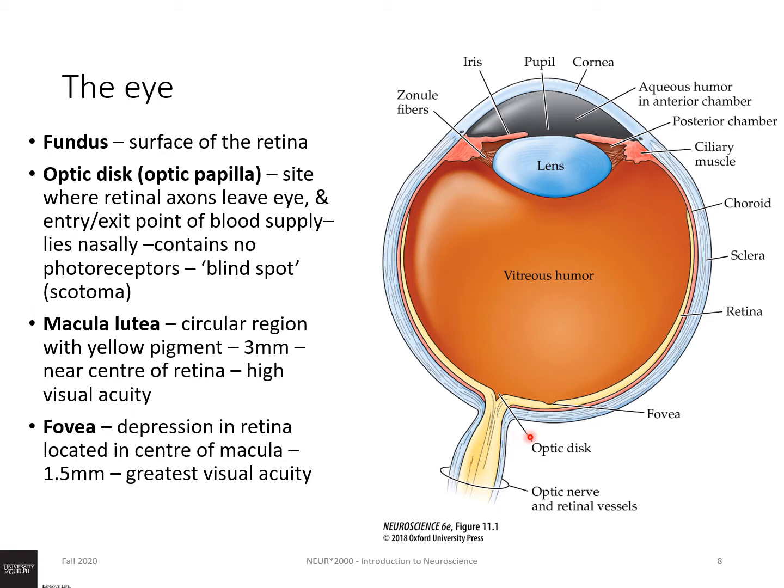Then you've got the macula lutea. You'll see it better on the next slide, but it's a circular region with yellow pigment. It's about 3 millimeters right in the center of the retina, and it's an area of high visual acuity. And within that is the fovea. The fovea is a small depression or pit in the retina, and this region has the greatest ability to resolve fine details. So it has very high acuity compared to the rest of the retina.